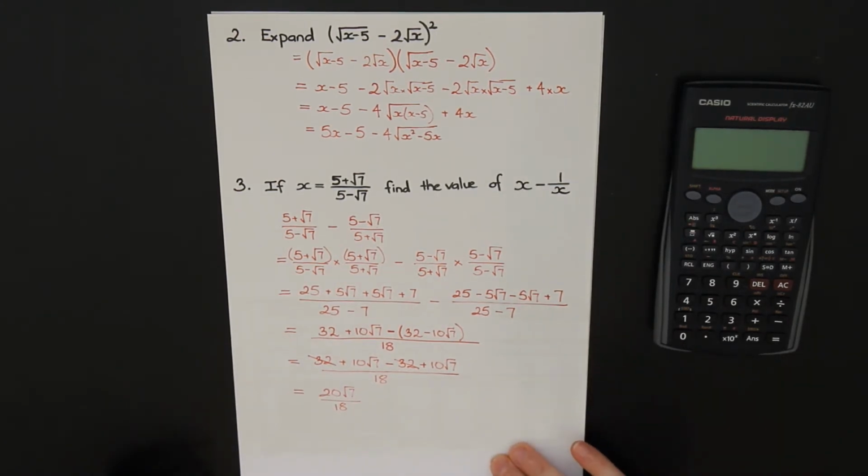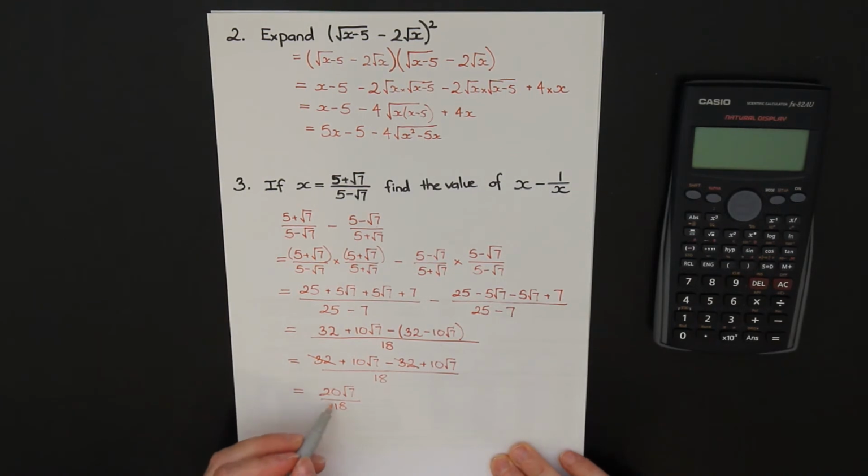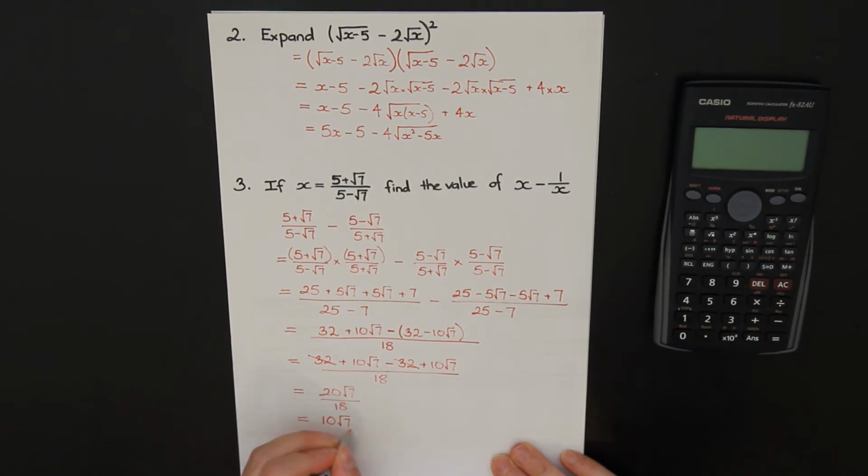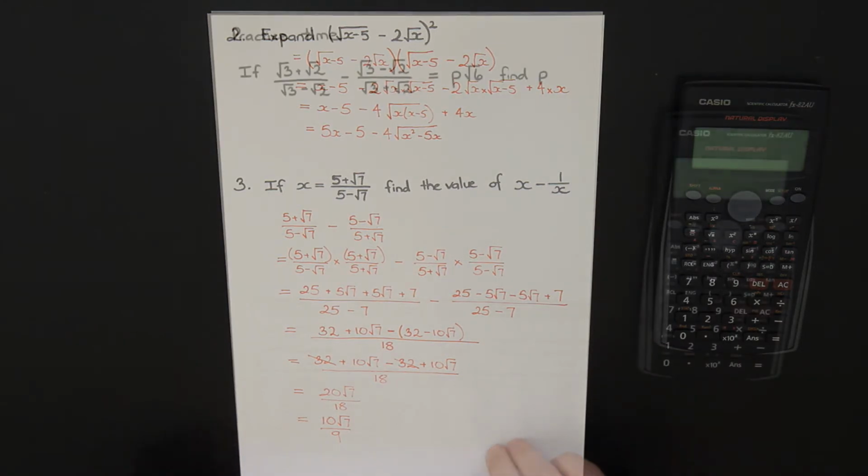That's a pretty nice answer, but you can actually divide both of those by 2 to make it even simpler. So it'd be 10 root 7 over 9 would be your final answer.